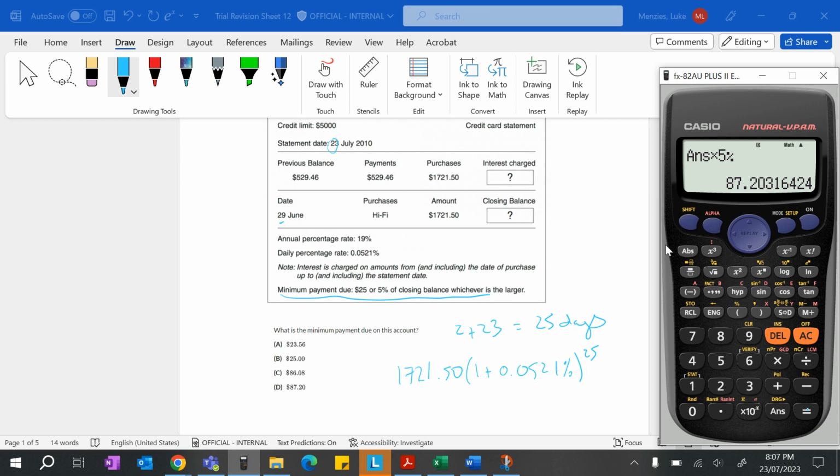Okay, so which one's bigger, the $25 or the 5%? And it is indeed the 5%, $87.